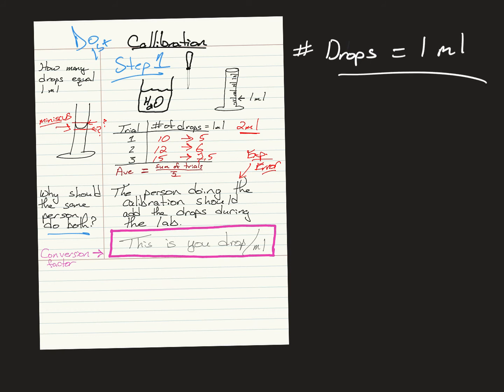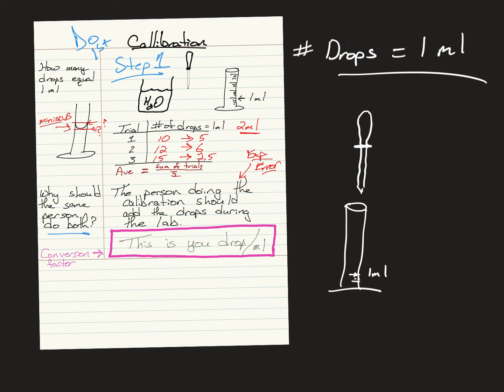That's what you're trying to find out with this first step. So you're going to have somebody with a dropper. One of your teammates with a dropper is going to stand and drop drops of water into a graduated cylinder. And you're going to measure when it gets to 1 milliliter.